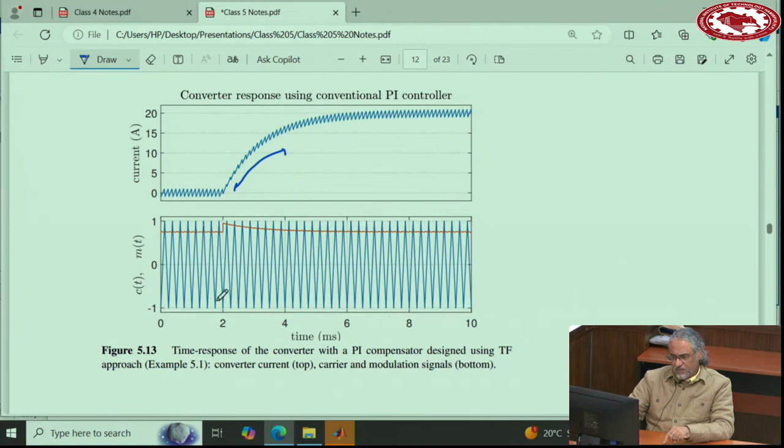And this is the carrier waveform, and this is the modulation index. See, the modulation index is a number, and eventually it is also a number close to 0.4, 0.425, you remember? But when you apply the command, instantaneously it will increase but then decrease back to a number close to that. So from 0 amperes to 20 amperes, the modulation index changes only slightly. Okay.